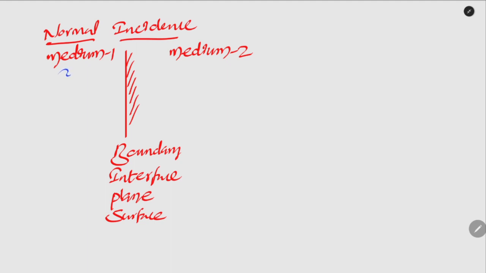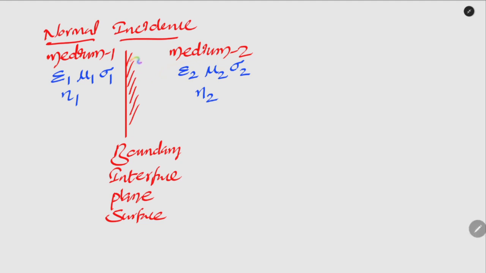Medium 1 has permittivity epsilon 1, permeability mu 1, conductivity sigma 1. Similarly, medium 2 has permittivity epsilon 2, permeability mu 2, conductivity sigma 2. So the characteristic impedance is given by eta 1, which is a function of these three, and here the characteristic impedance is eta 2, and it is a function of these three. In this way we have defined the two different media with their constitutive parameters: permittivity, permeability and conductivity.